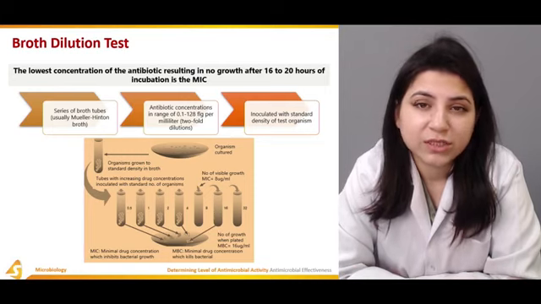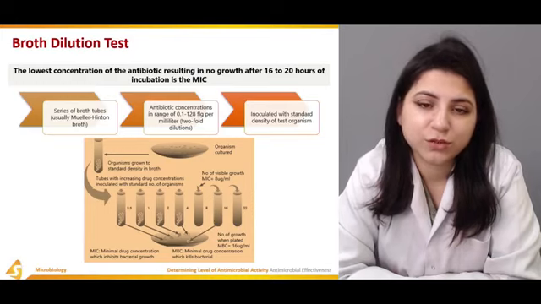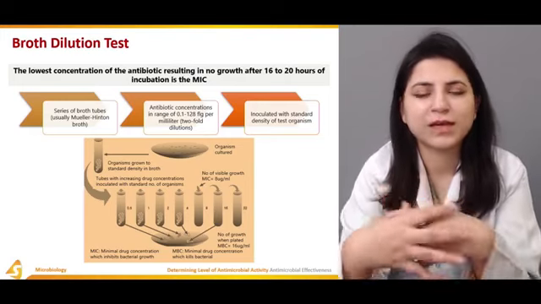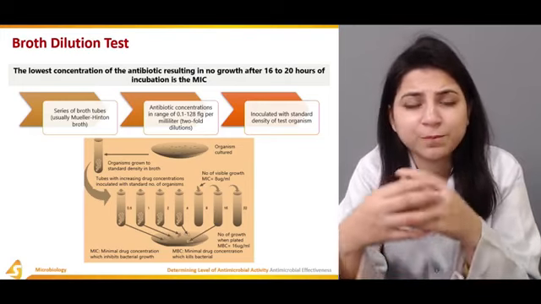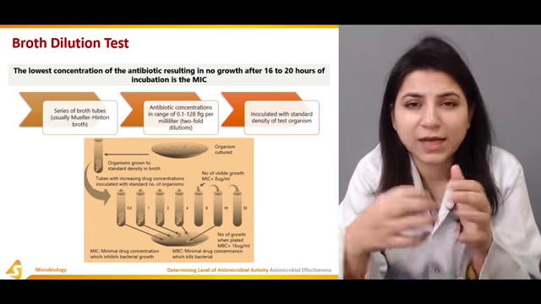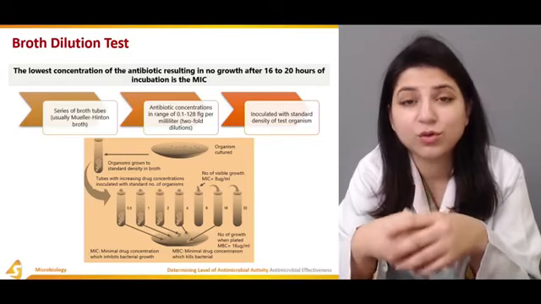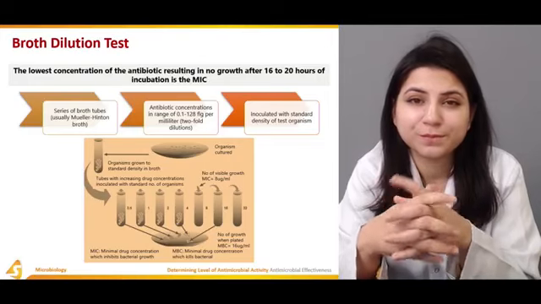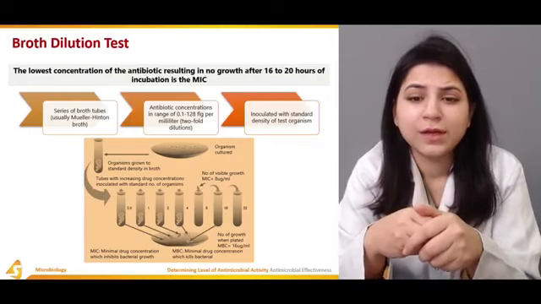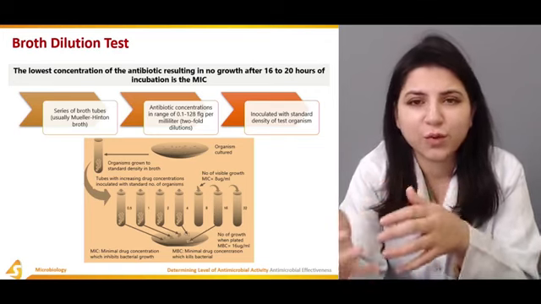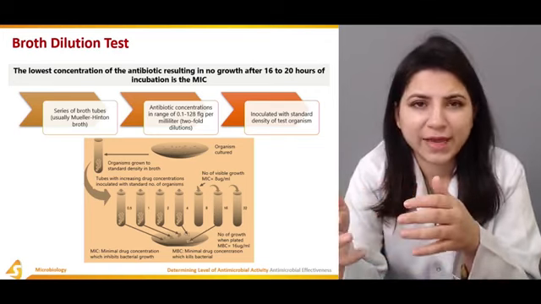So there are a series of tubes that are used. The broth used in these tubes is called Mueller-Hinton broth. This broth has all the required salts and minerals that the bacteria need to grow ideally, so it is an ideal broth that can readily help bacteria grow. Then the antibiotics are added to the broth in a range of 0.1 to 128.